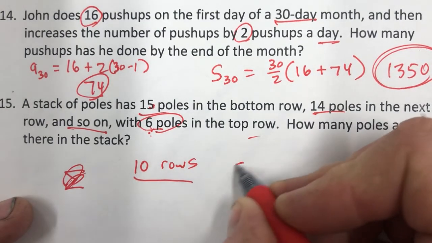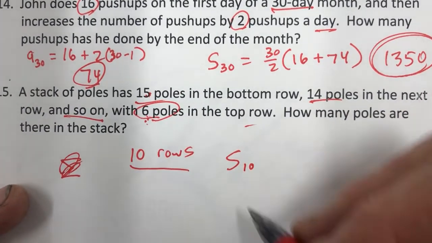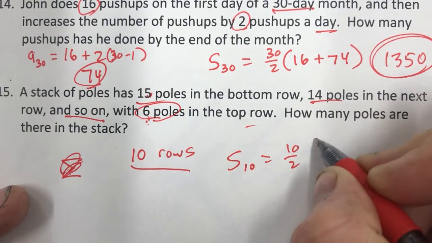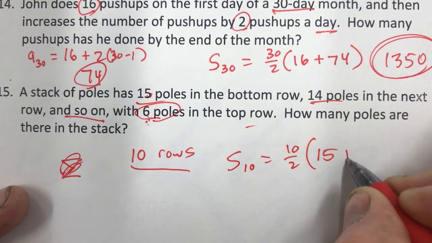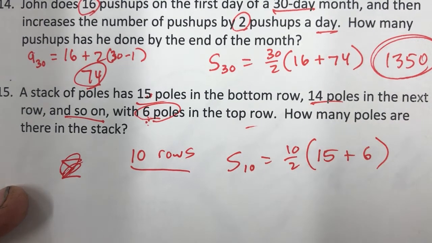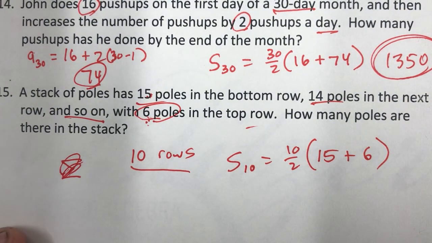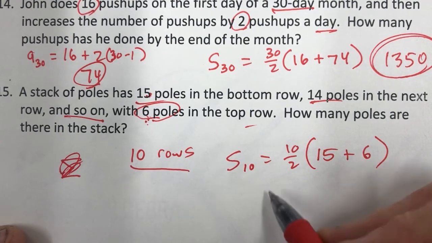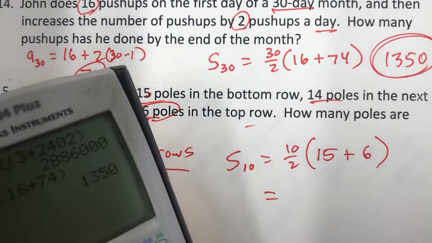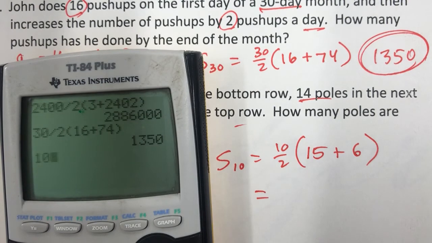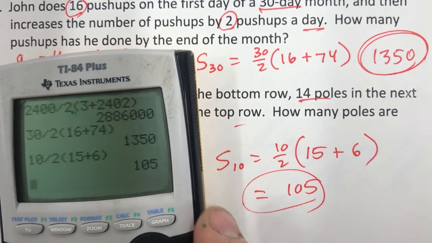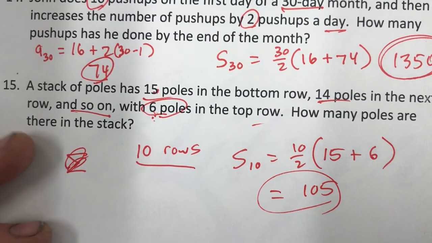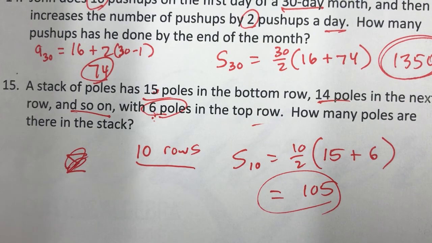All right, so we want to find the sum of these 10 rows, which is 10 divided by 2. On the first one, there's 15. On the last one, there's 6. Okay. So just punch this in. 10 divided by 2 times 15 plus 6, 105. There's 105 poles in the stack.